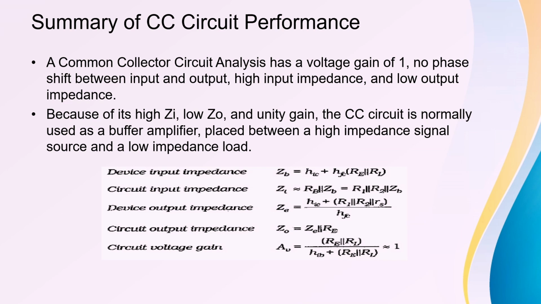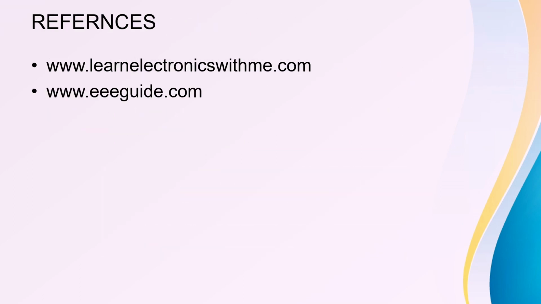So let's combine everything together. The summary of common collector circuit performance is that a common collector circuit has a voltage gain of 1. It has no phase shift between input and output. It has a high input impedance and a low output impedance. Because of this high input impedance, low output impedance and unity gain, the common collector circuit is normally used as a buffer amplifier. It is placed between a high impedance signal source and a low impedance load. So this is the summary, and that's all. Thank you.